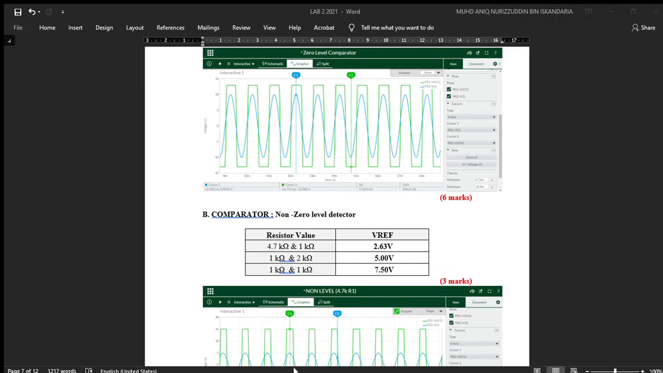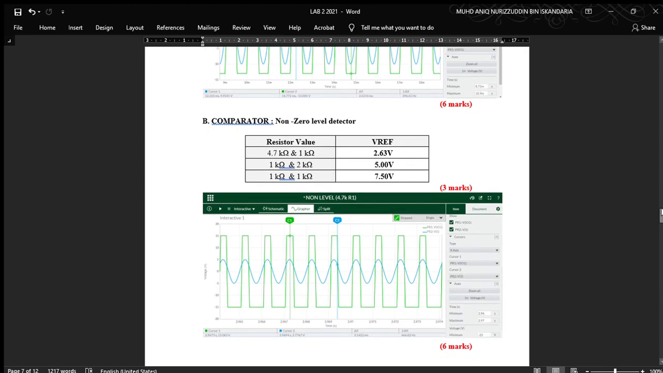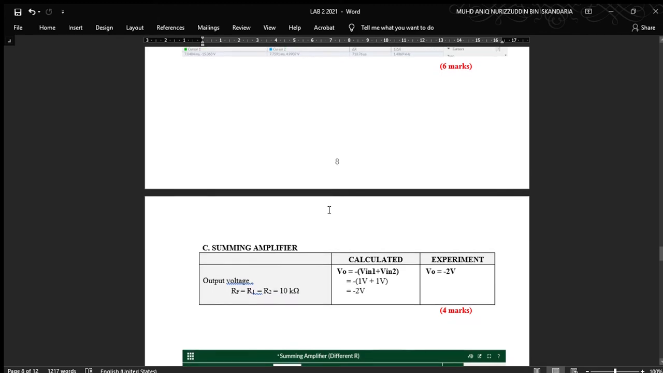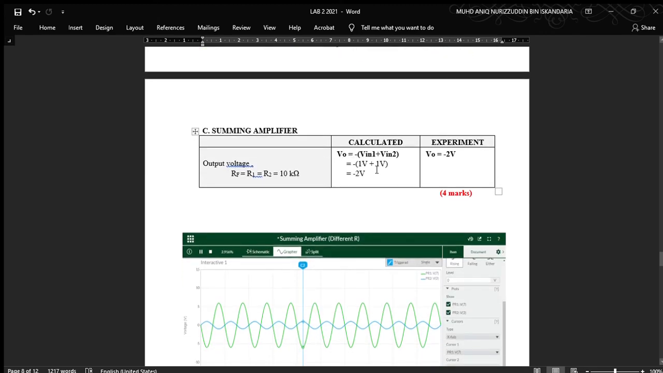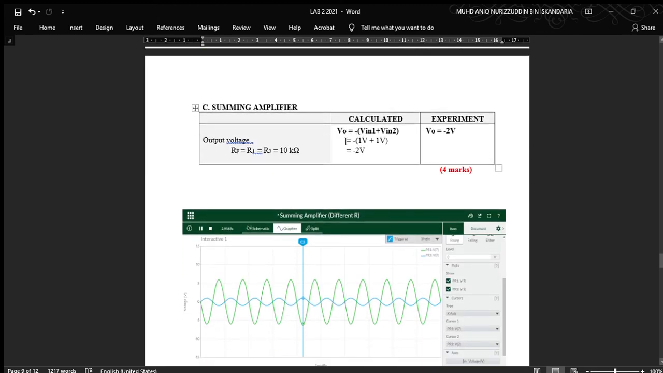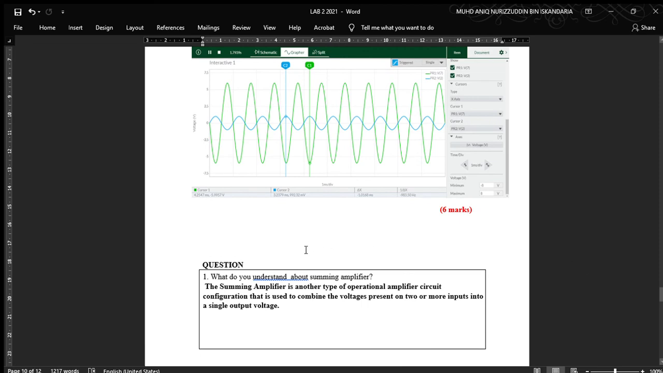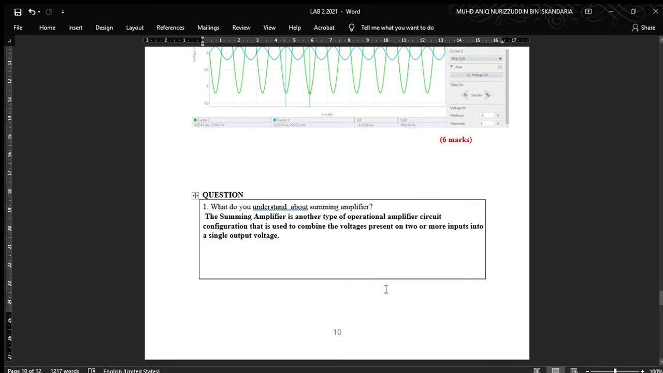Now, this is the circuit I built. This is the calculation I did and what I got from the experiment. The question: what do you understand about summing amplifier? The summing amplifier is another type of operational amplifier circuit configuration that is used to combine the voltage present on two or more inputs into a single output.